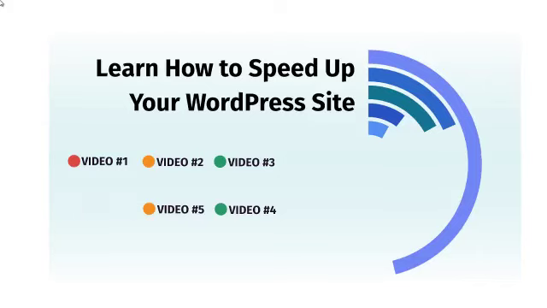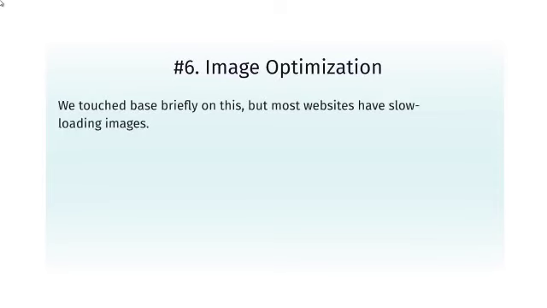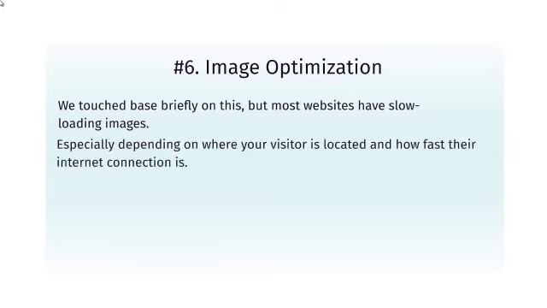Okay, so welcome to video number 6, and we're going to talk about image optimization. We touched base briefly on this in the previous videos, but like I said, most WordPress sites have slow loading images. Not just WordPress sites, but websites in general, especially depending on where your visitor is located and of course how fast their internet connection is.